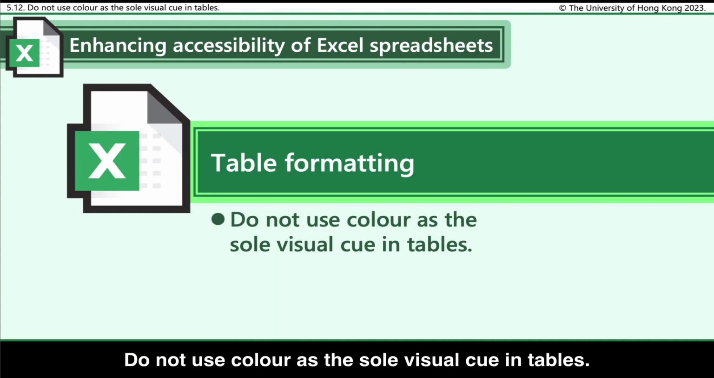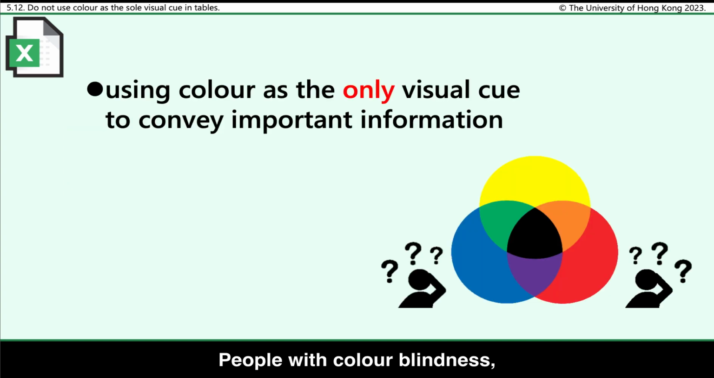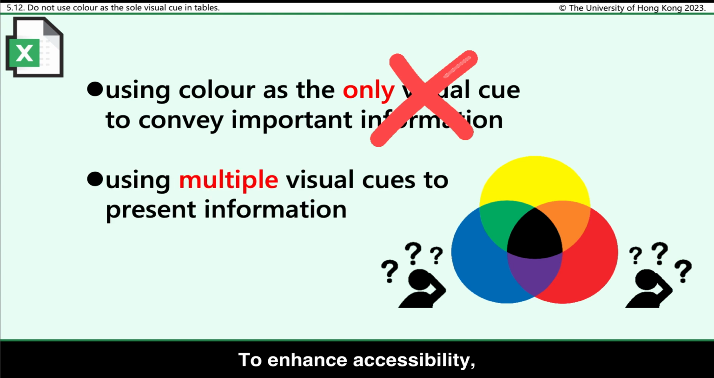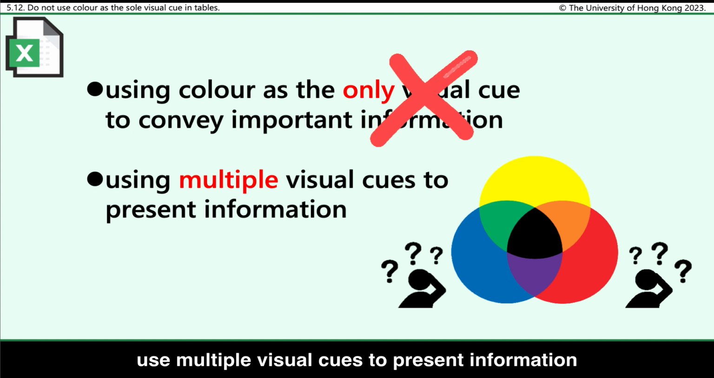Do not use color as the sole visual cue in tables. People with color blindness, low contrast sensitivity, or some visual impairment may have difficulty distinguishing between certain colors. Therefore, using color as the only visual cue to convey important information could hinder understanding of the table content. To enhance accessibility, use multiple visual cues to present information to a wider range of users.